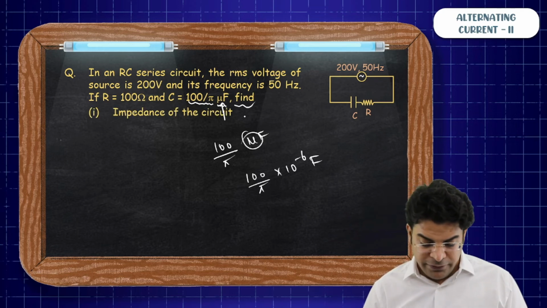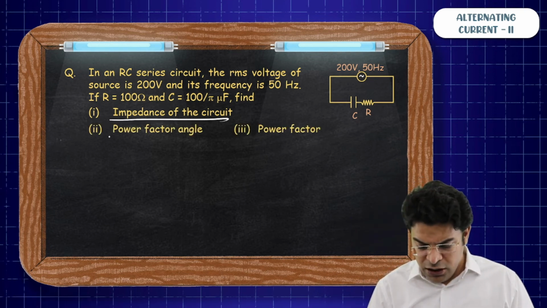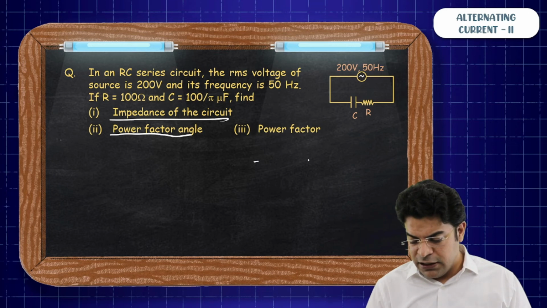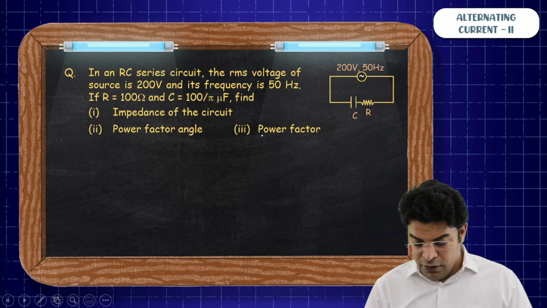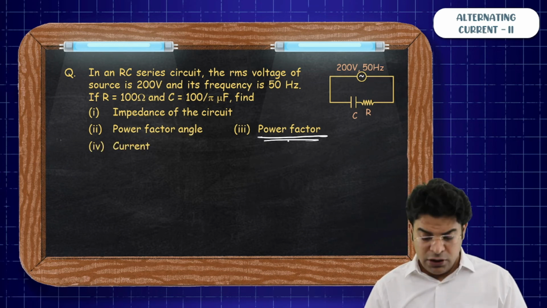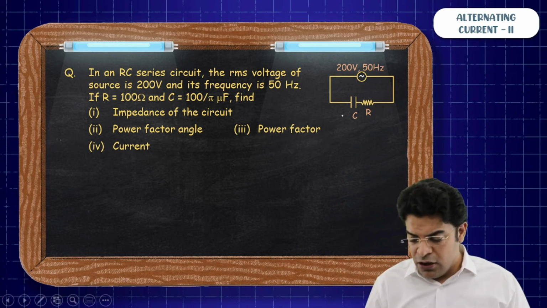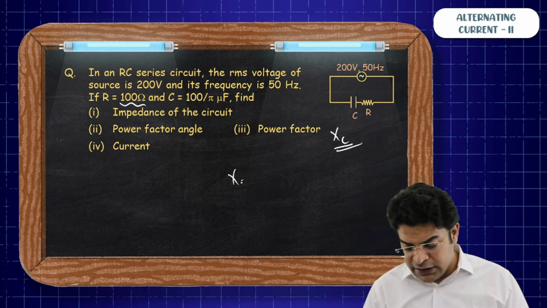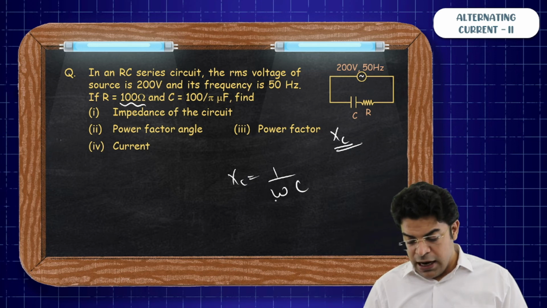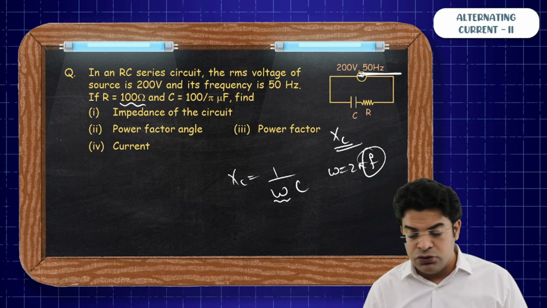We need to find the impedance of the circuit, that will be under root of R square plus X square. Power factor is cos phi, where phi is the angle between the resultant potential and current. We need to find the power factor and the current in the circuit. First of all, let's start by finding the value of XC, because we already know R. We know that XC equals 1 by omega C and omega equals 2 pi f, where the frequency of the source is 50 hertz.